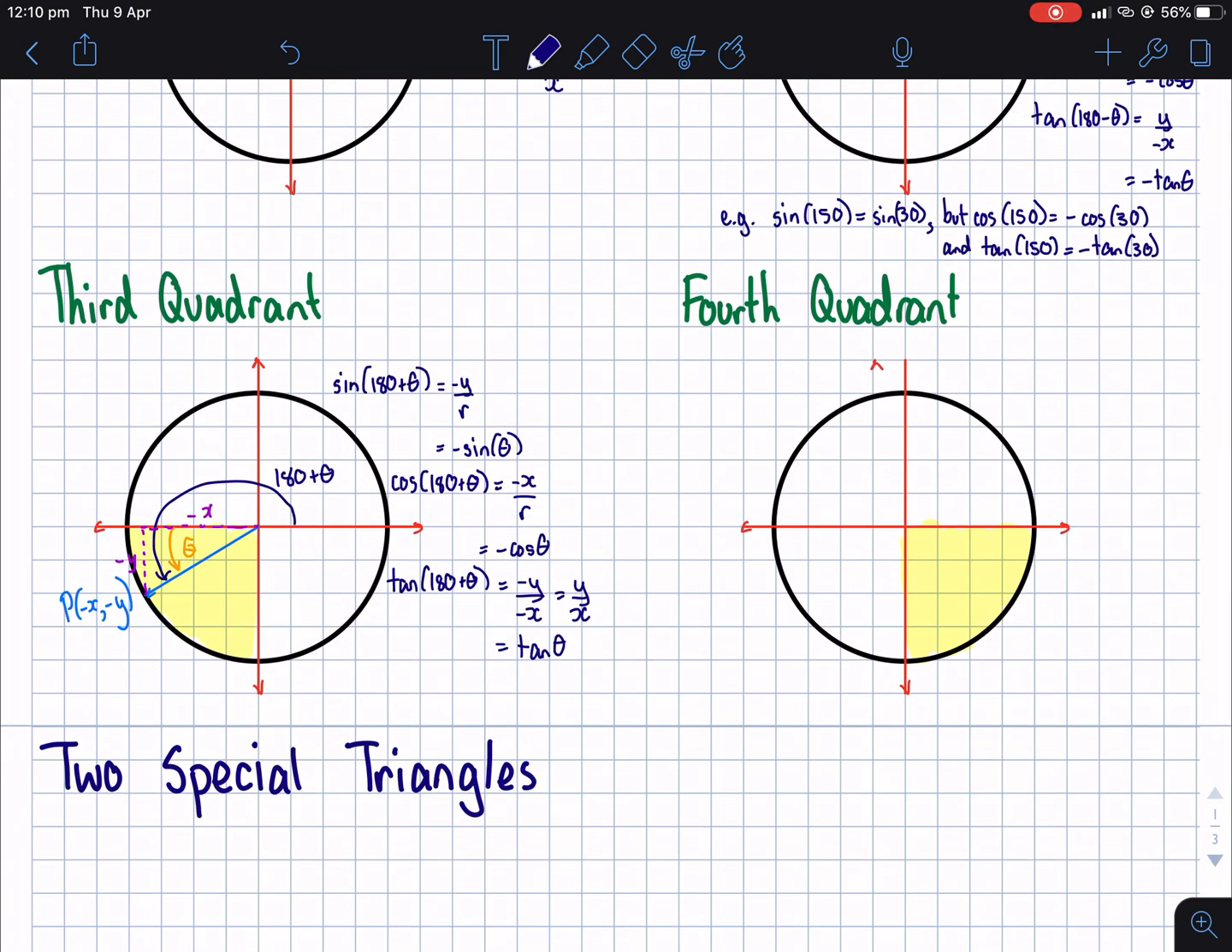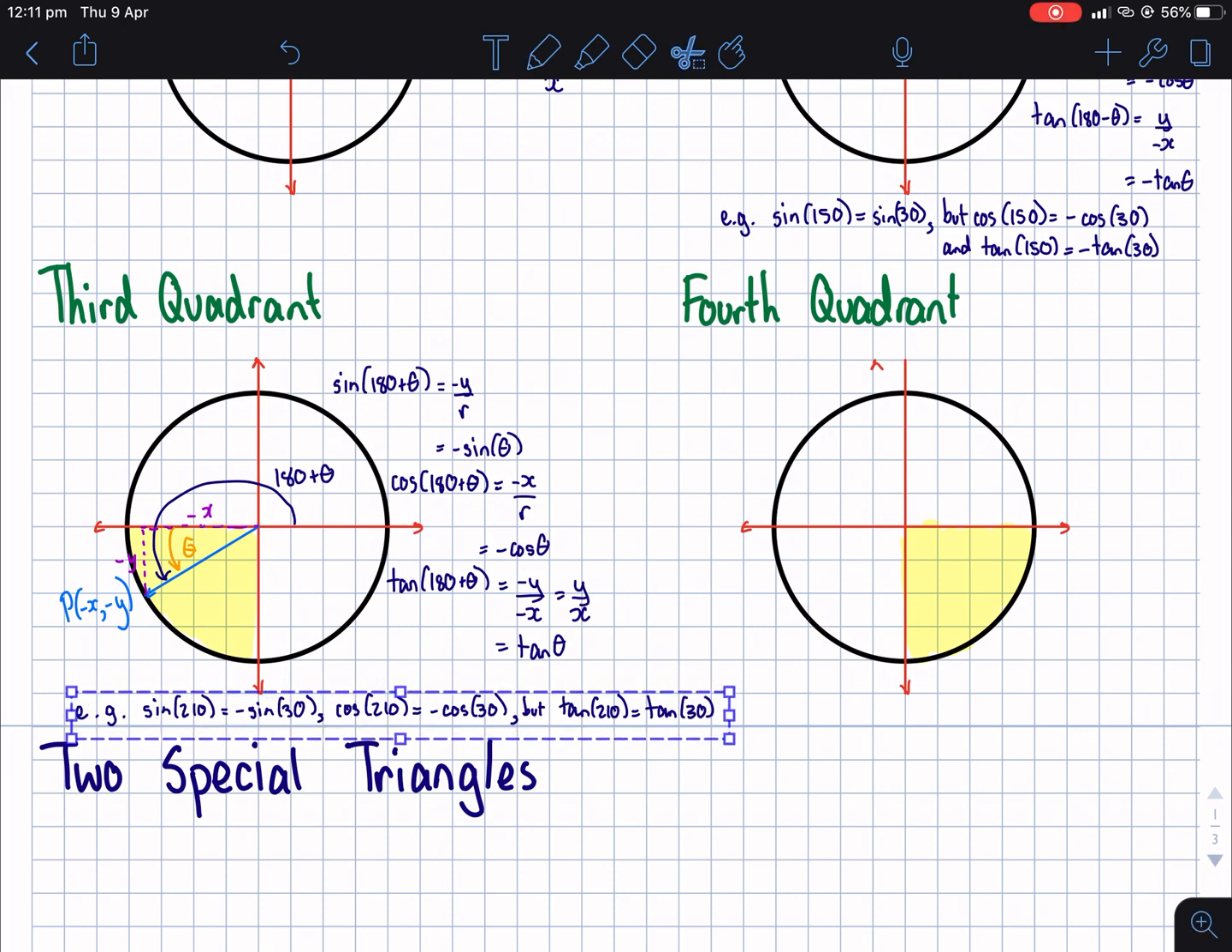So for example, sine 210 equals negative sine 30. Cos 210 equals negative cos 30. But tan 210 just equals positive tan 30. I'm going to pull that one over to the left.